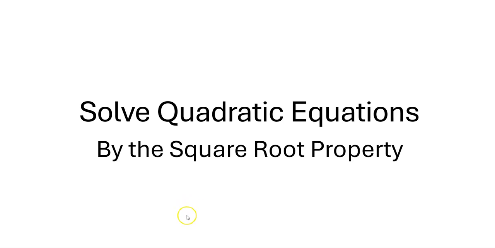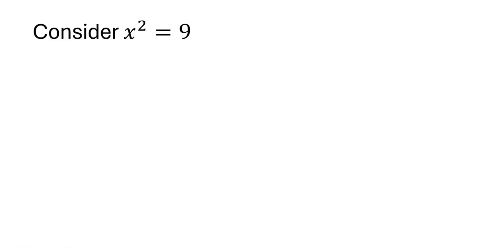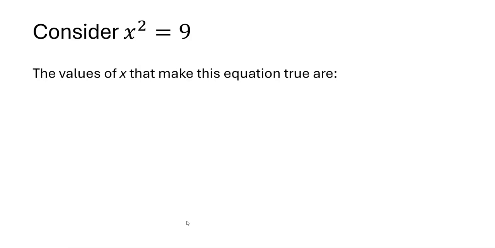Solve quadratic equations by the square root property. Now we're going to use the square root property when we have equations like this. If we have x squared equals 9, notice our variable is part of a perfect square. So x squared equals 9. Well, our goal is to find the values of x that make this true.